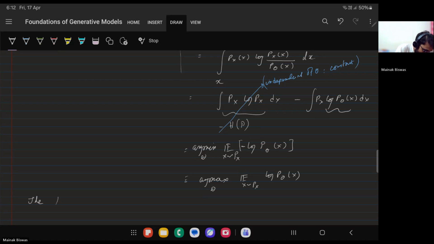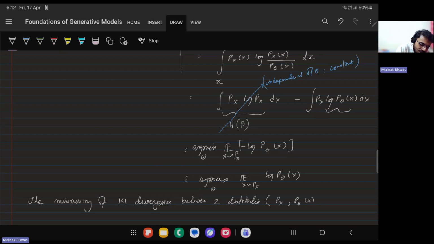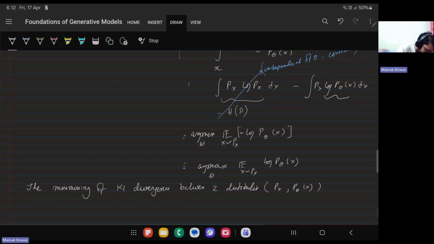We learned that minimizing of log likelihood, or minimizing of KL divergence between two distributions, that is px and p theta of x, is equivalent to maximum likelihood estimation.